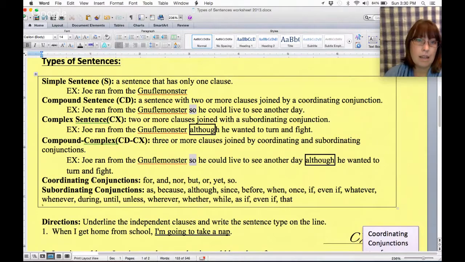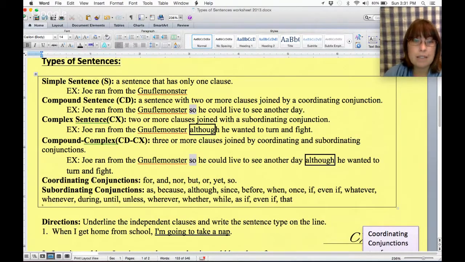This is a sentence that has only one clause, and it can stand on its own. So for example, Joe ran from the Newfoundland monster. All right, no questions there. We know what Joe did. We know who he's running from. Got it. Okay, just one idea expressed right there.